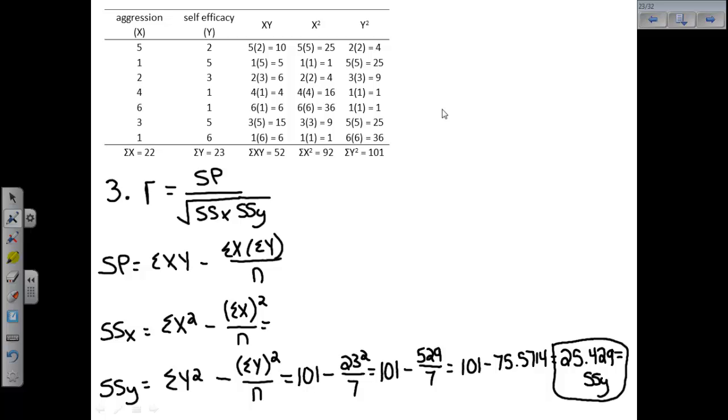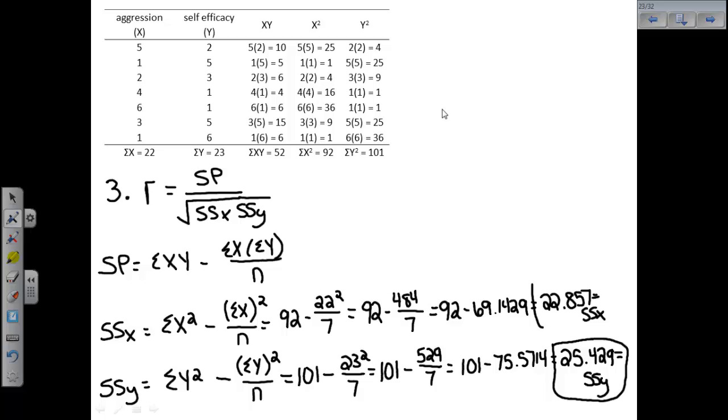Okay, sum of x squared is 92. And sum of x was 22, so square that, divided by 7. This becomes 92 minus, well, 22 squared gives you 484. Then 92 minus 484 divided by 7 gives you 69.1429. And you end up with the sum of squares x of 22.857.